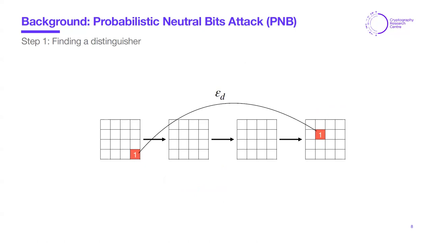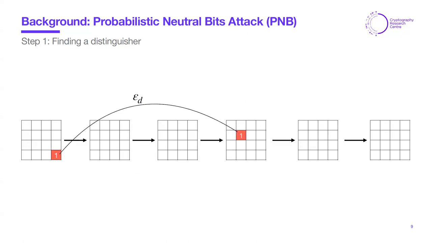Let's move then to the probabilistic neutral bit attack. This is another attack against ChaCha specifically to do key recovery. One first step to perform this key recovery is similar to other key recoveries, that is to find a distinguisher. And after that, we need to append some more rounds to our distinguisher. For example, here we are appending two more rounds. In a key recovery attack, as we know, we need to recover the key by guessing the key.